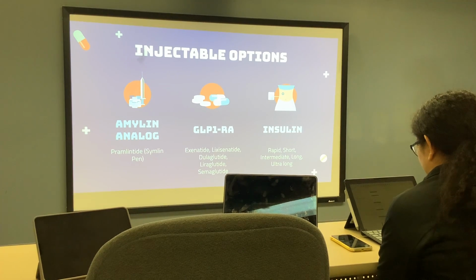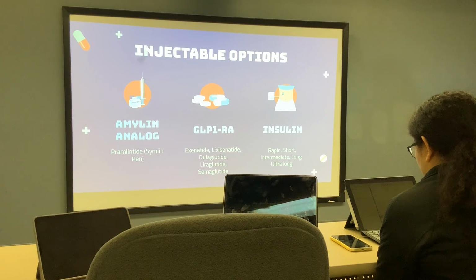So I'll be covering the injectable options for the treatment of diabetes, and we have three categories in the injectable options. So we have amylin analog, and the first one we won't even talk about it. We're just going to mention it as pramlintide, a Symlin pen. We didn't really get tested on it, but the next two categories definitely pay attention.